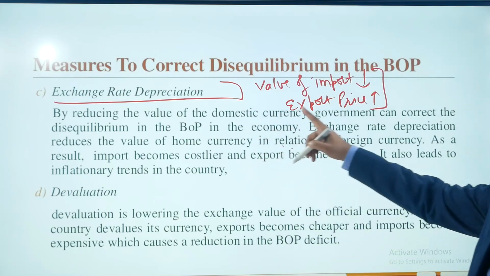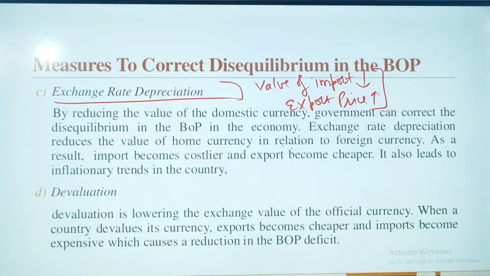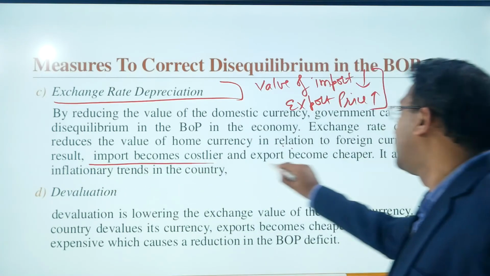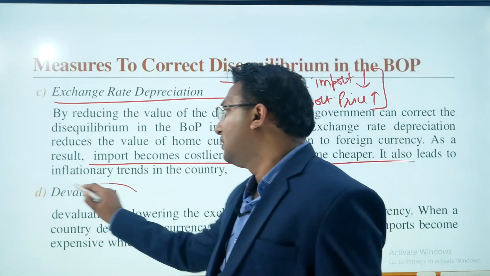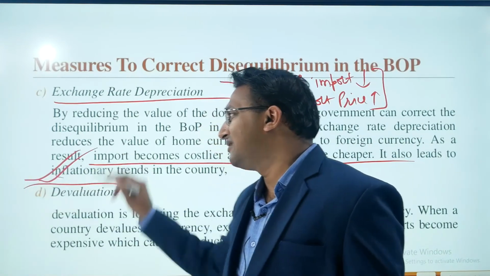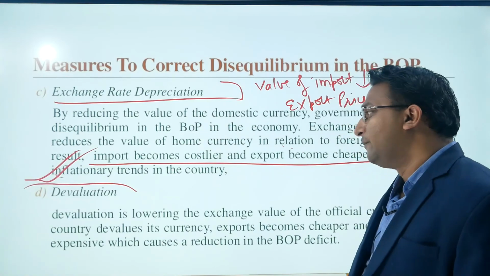So this is a very positive aspect. Because of that, the import decreases and export increases, right? By reducing the value of domestic currency, government can correct the disequilibrium in the BOP in the economy. Exchange rate depreciation reduces the value of home currency in relation to foreign currency. As a result, import becomes costlier and export becomes cheaper. It also leads to inflationary trends in the economy. But this is a very, very poor aspect, that it leads to the inflationary trend.